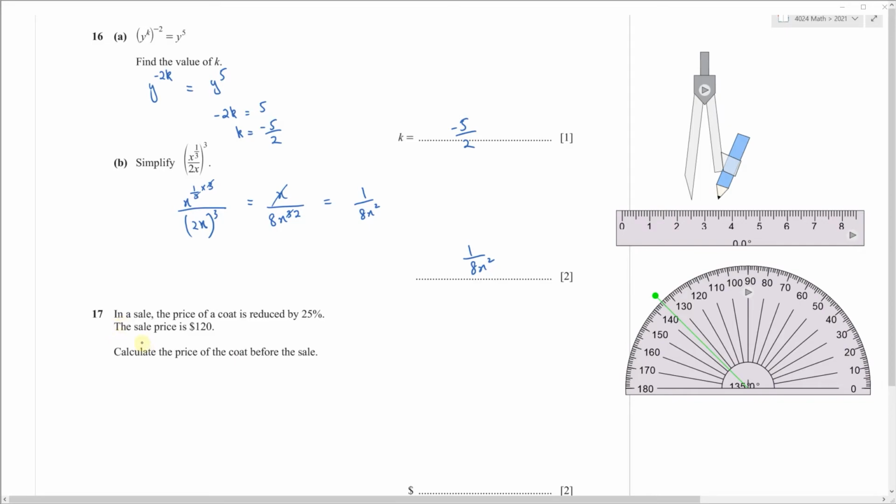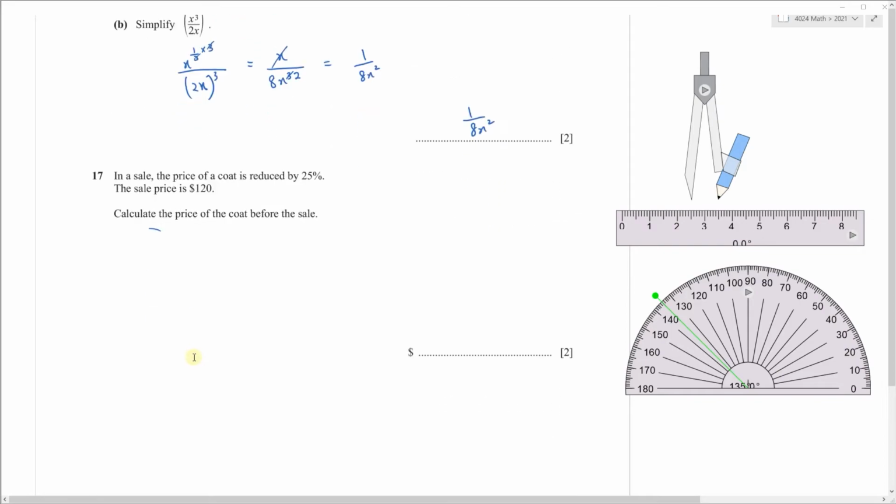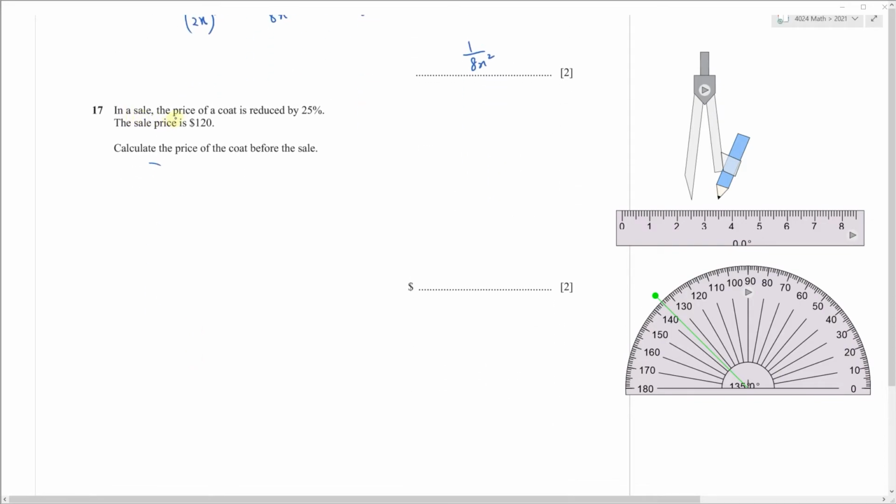Question number 17. In a sale, the price of a coat is reduced by 25%. The sale price is $120. Calculate the price of the coat before the sale. So let price of coat before sale equals to X.